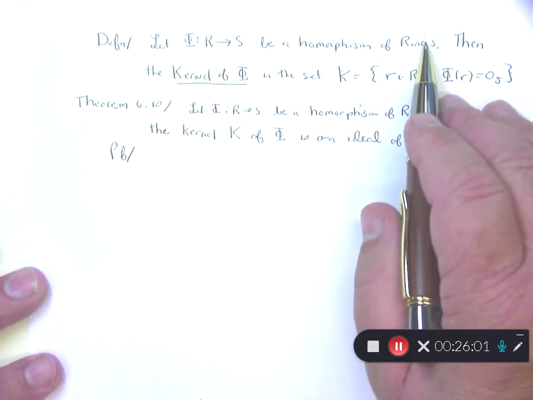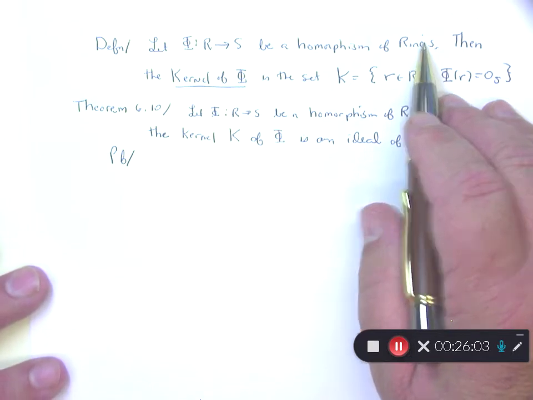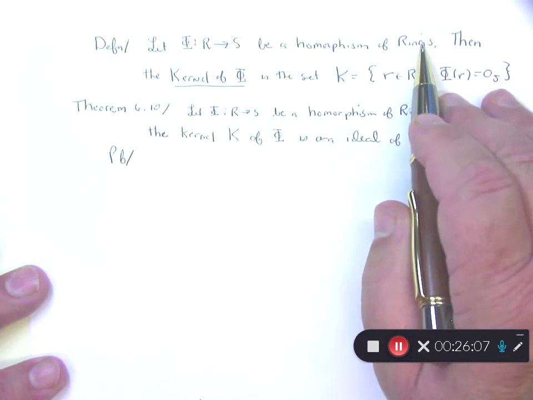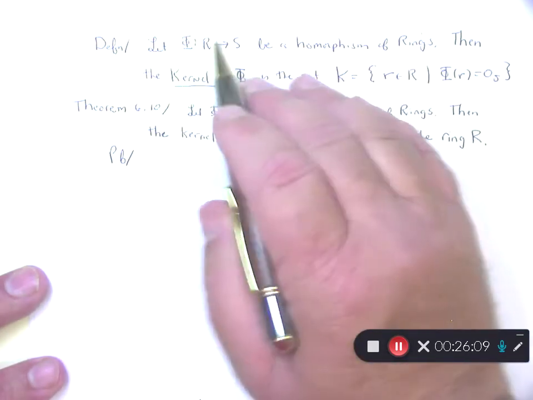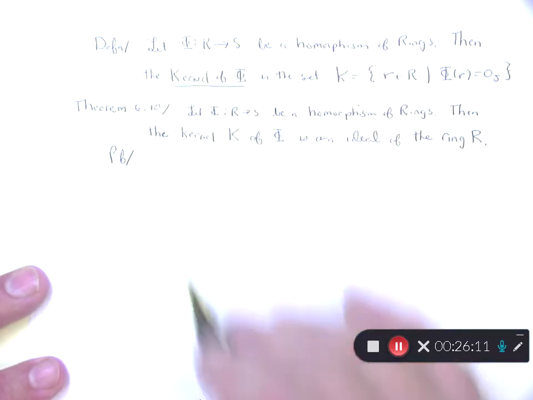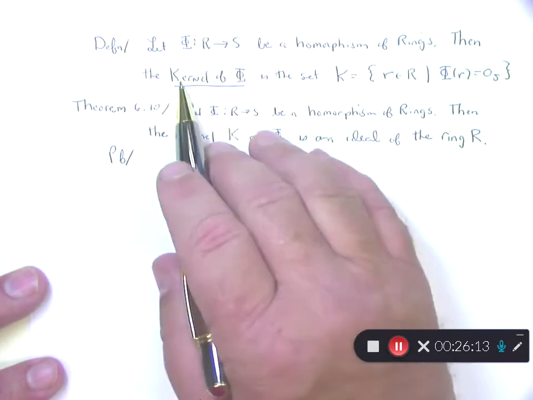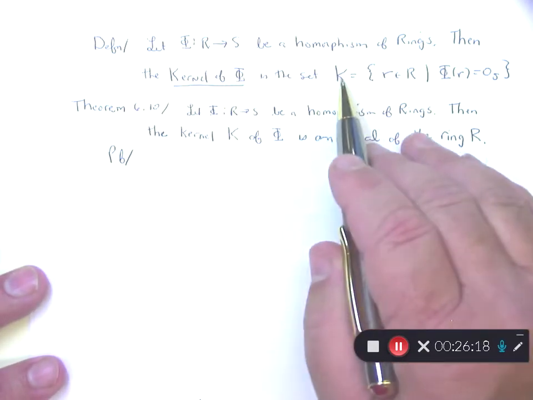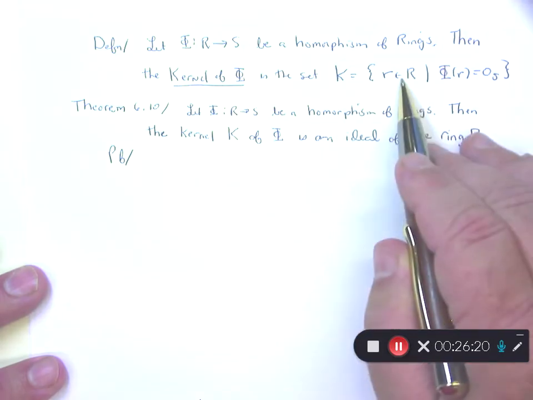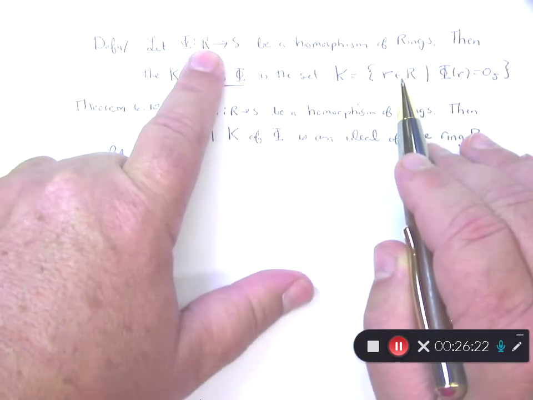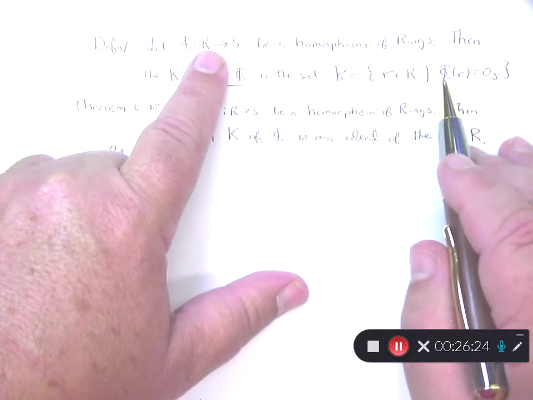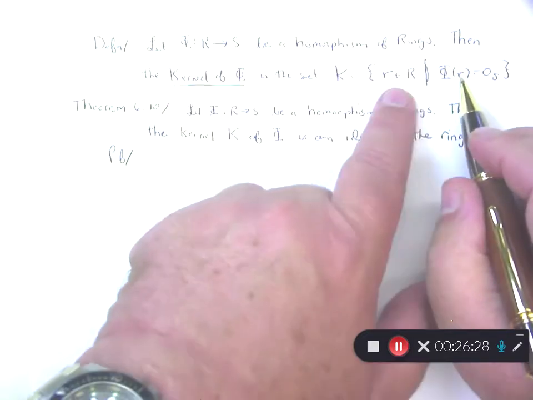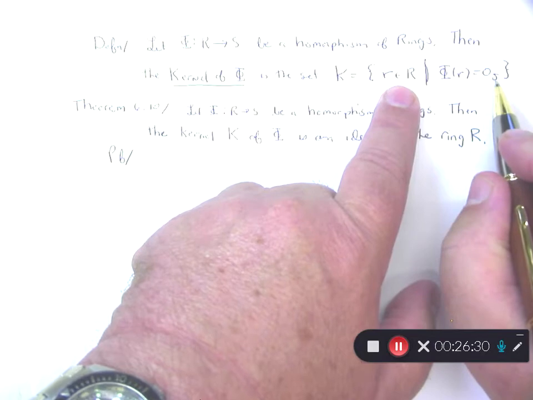That's my fancy term, so I can shorten up the English here. Let phi from R to S be a homomorphism of rings. That means that phi is a homomorphism and R and S are actually rings. Then the kernel of phi, the kernel of your mapping, is a set K, which is equal to all the elements that come from R, which officially is your domain, such that phi of those elements R actually equals the 0 element.